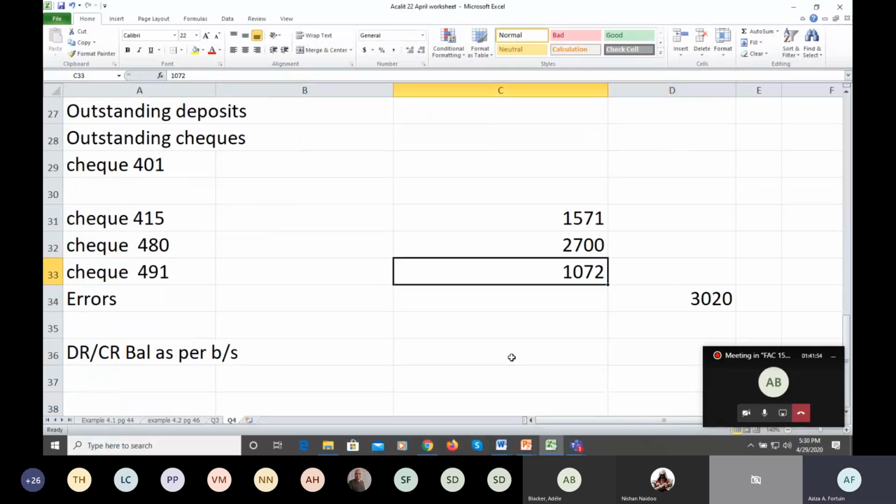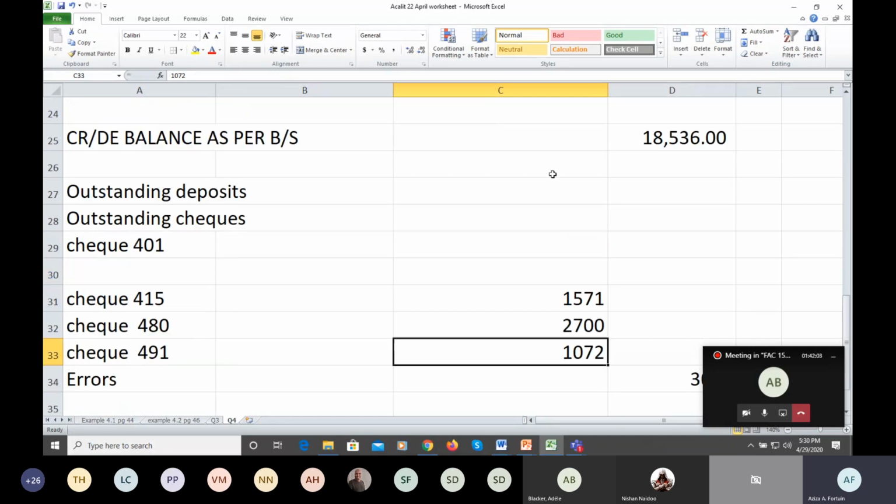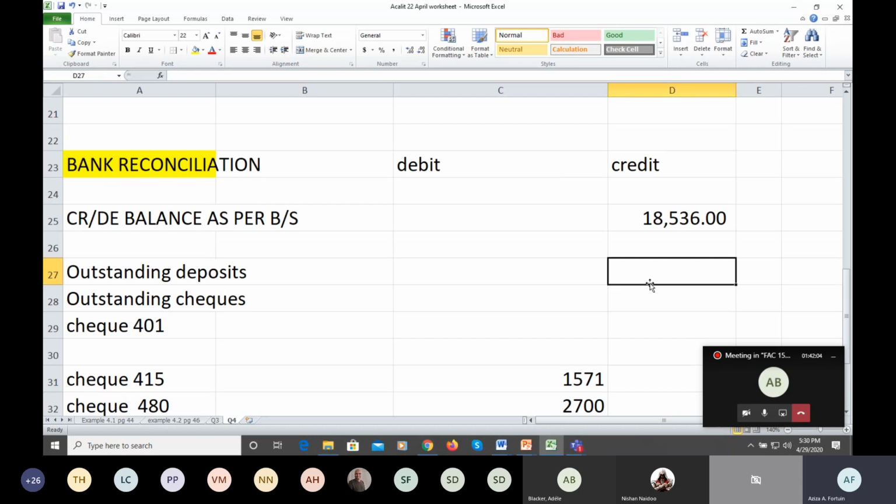Then they say to us, a deposit of 8920 dated 31 March does not appear on the bank statement of Owen. So it's not on the bank statement, so it is an outstanding deposit, and we said that we're always going to credit outstanding deposits. So I'm going to credit my outstanding deposit of 8920.